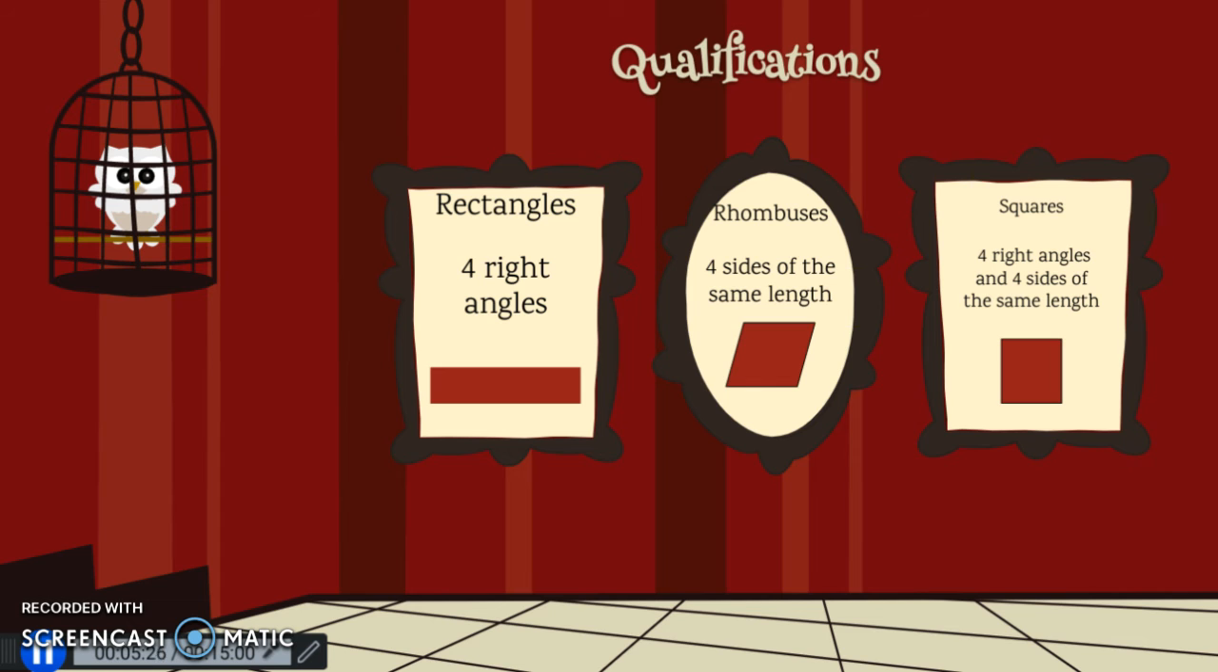So let's just review our classifications for some of the things that we've already discussed. We know that a rectangle has 4 right angles. We also know that it has 2 sets of parallel lines. Those lines are never going to touch. So if we're thinking about the sides, the opposite sides, they're never going to touch. They're going to keep going on to infinity and beyond.